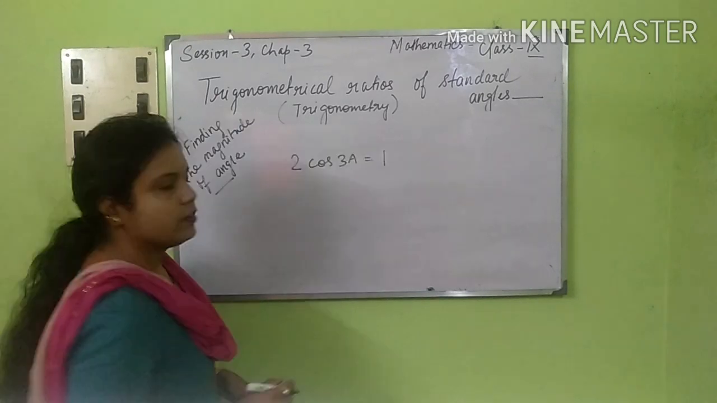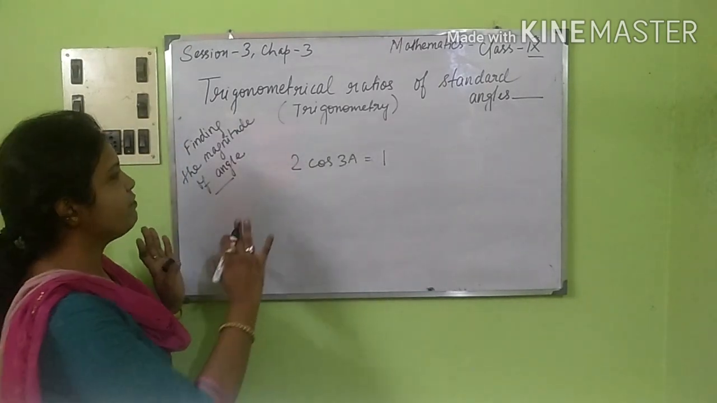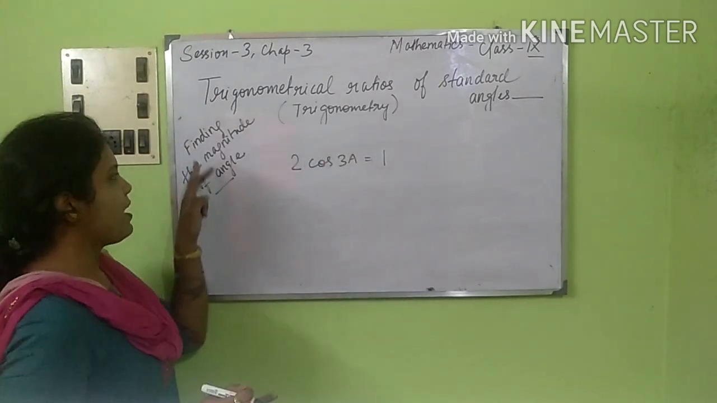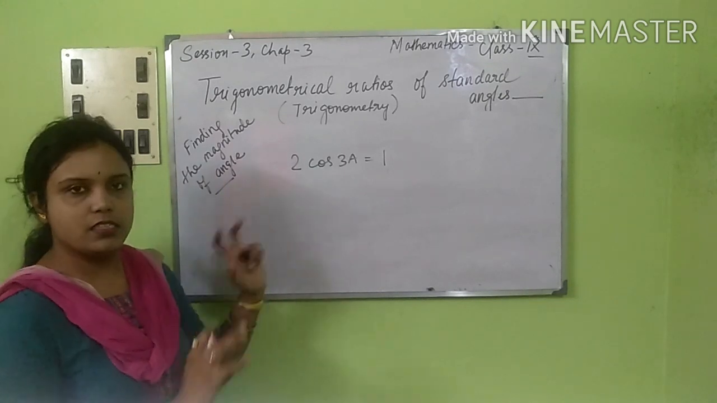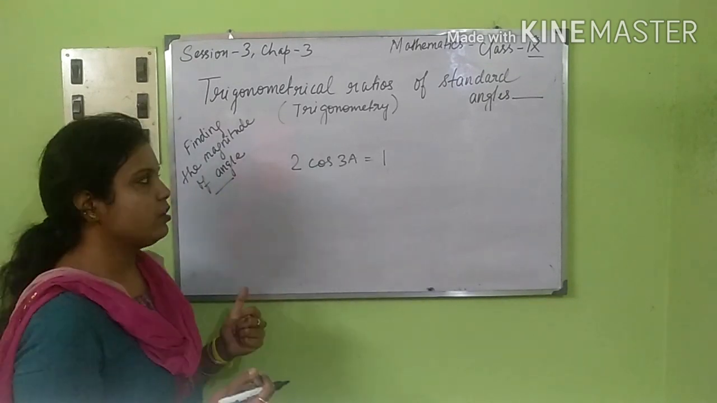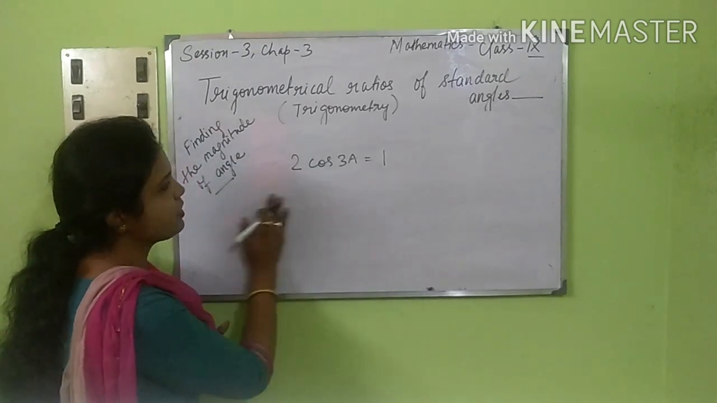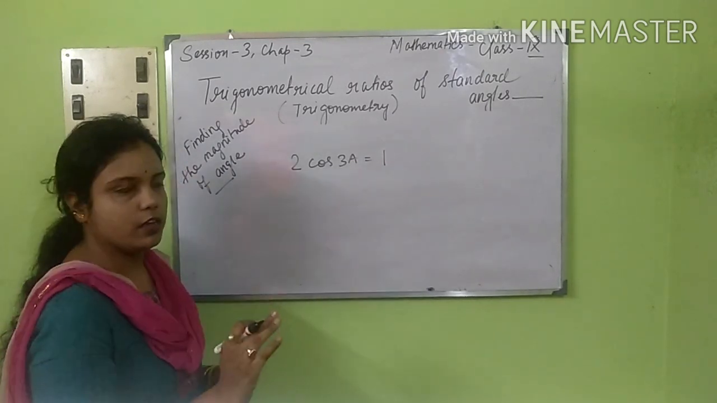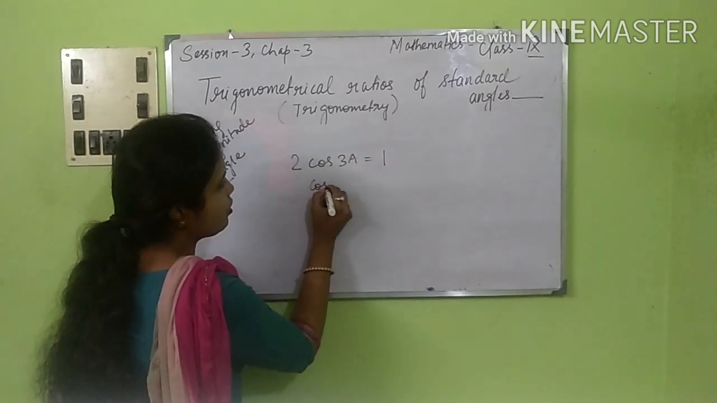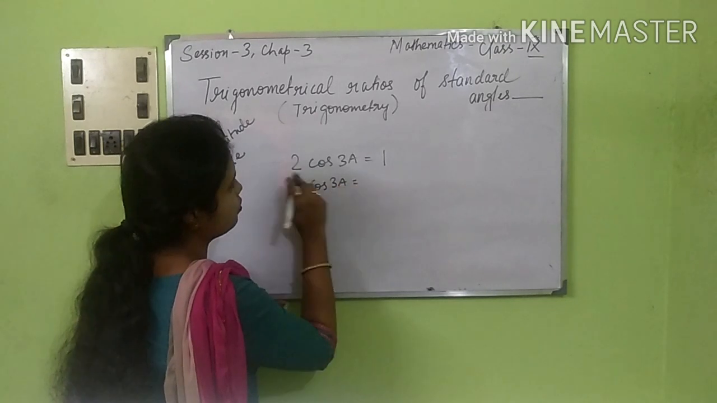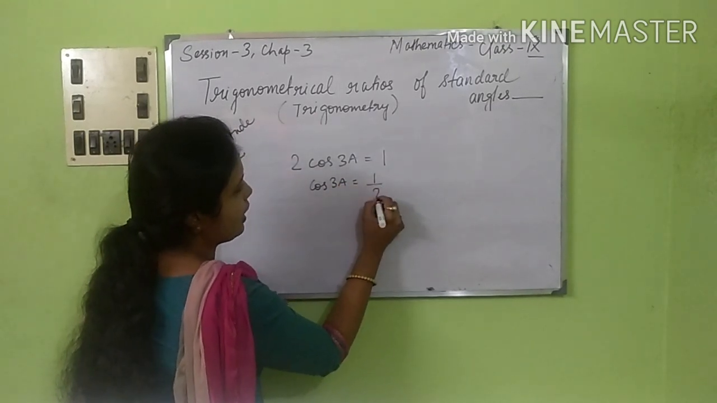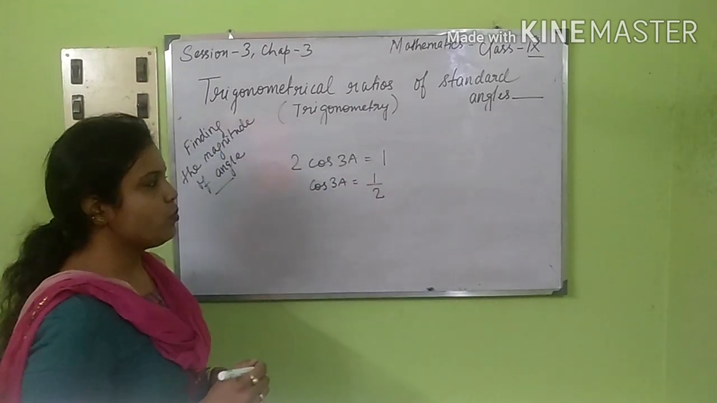Fine. Next. Now we have to find out the value of angle A, the magnitude of the angle. This is the process how we find it out. Now this particular sum has been given to you: 2 cos 3a equal to 1. So firstly, we are going to write cos 3a is equal to, just bring this 2 in the denominator of 1. So 1 by 2.